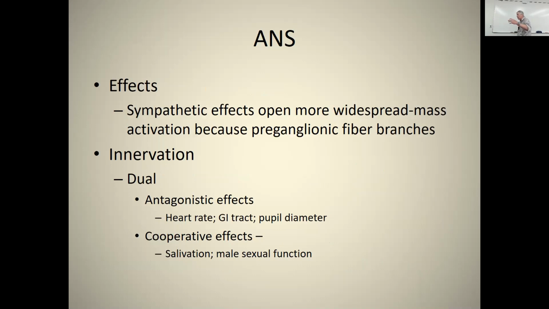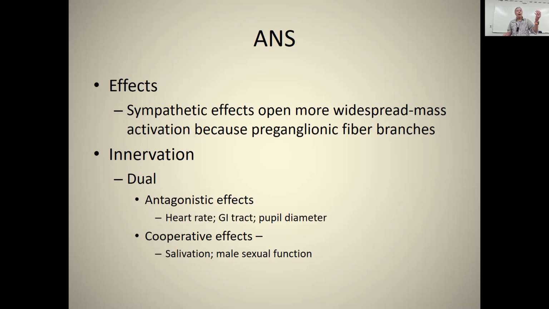So, as I said before, sympathetic affects more widespread mass activation because the preganglionic axons are branched. Dual innervation means the organ is innervated by both branches, and a lot of them have antagonistic effects, like heart rate. Parasympathetic innervation slows the heart rate. Sympathetic innervation raises the heart rate.